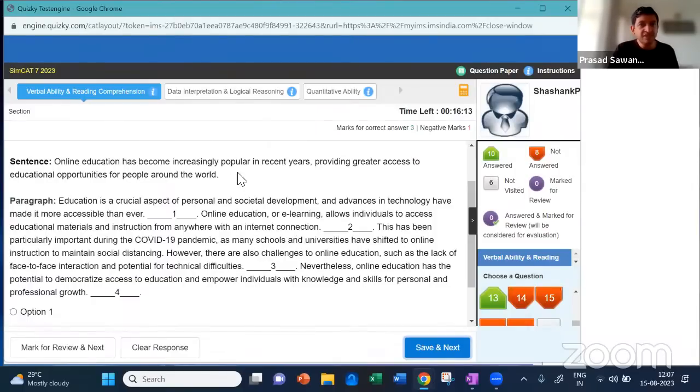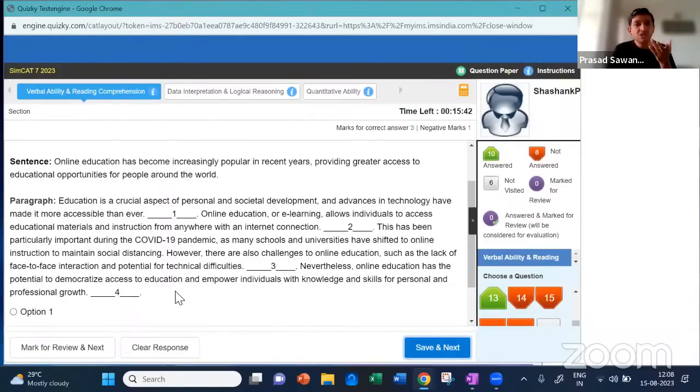Has been increasingly popular in recent years, and this has become particularly important during the COVID-19 pandemic. Okay. However, so 2 is still okay. However, there are also challenges to online education, such as lack of face-to-face interaction. After that, increasingly popular will not come. So 3 is definitely out. Nevertheless, online education has the potential to democratize access to education and skills for personal and professional growth. Has become, no. So 4 has already concluded that it has the potential to democratize, and here we are saying greater access.